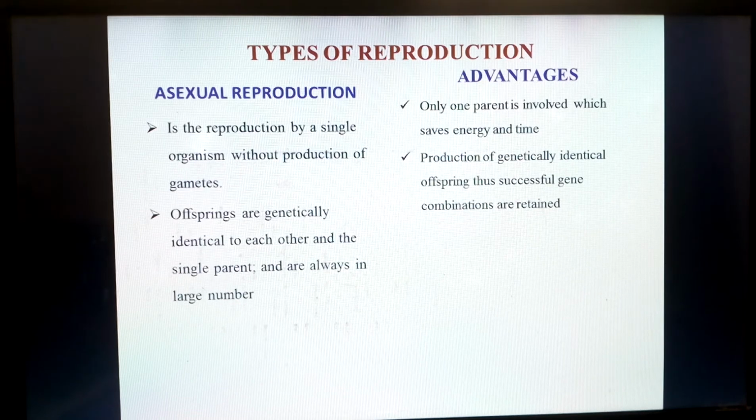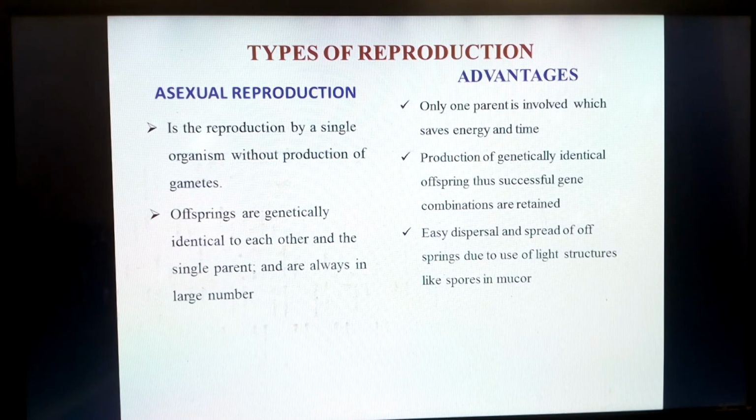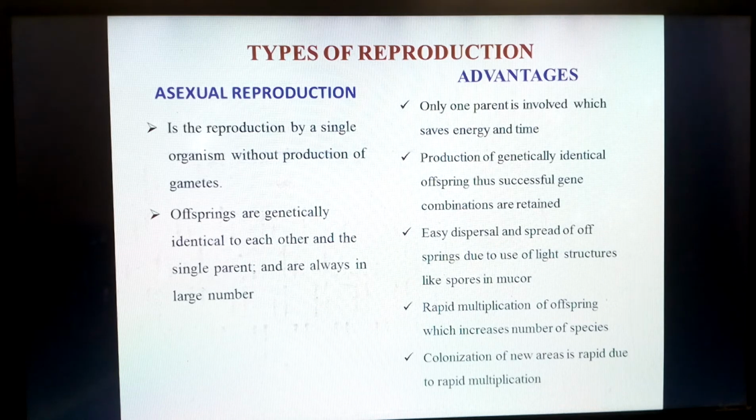The offsprings produced are genetically identical, therefore the successful gene combinations are retained. If a parent had good characteristics, those characteristics are going to be maintained within the offspring. There will be dispersal because of the light structures used in reproduction, for example the asexual spores produced in mucus. There will be rapid multiplication of offsprings because this mode of reproduction produces a large number of organisms, and because of that it will make our organisms easily colonize new areas because of their rapid multiplication.